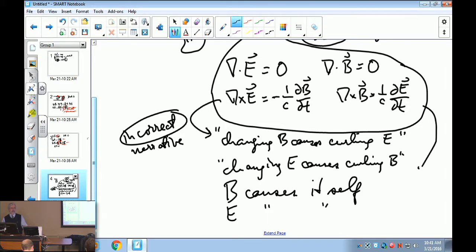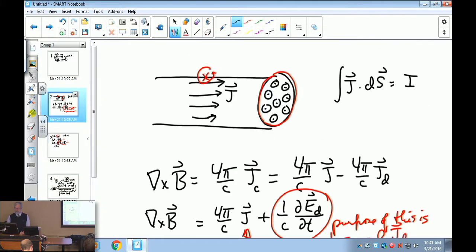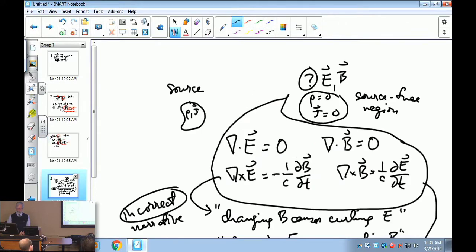What principle does this violate? The principle of causality. Something cannot change itself, right? But here we have E changing itself and B changing itself. In other words, E and B are somehow generating themselves. Well, where did the E and the B come from? It came from the source over here. That's what generates the E and the B.